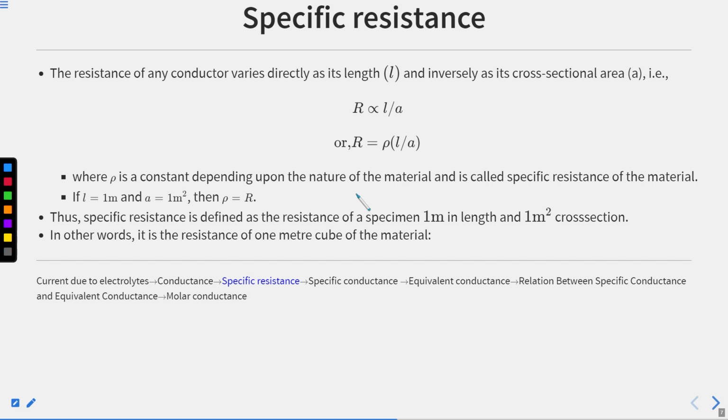Here, one thing I want to make clear is that this resistance is not a property of a metal. Or this conductance is also not a property of metal. It is dependent upon the dimension of that metal. But this, specific resistance, is a property of metal. It depends upon the nature of the metal which we are dealing with. So this value of specific resistance will change accordingly with the metal.